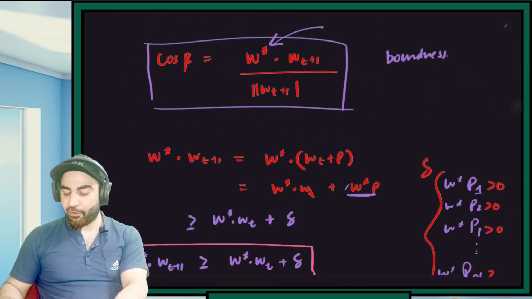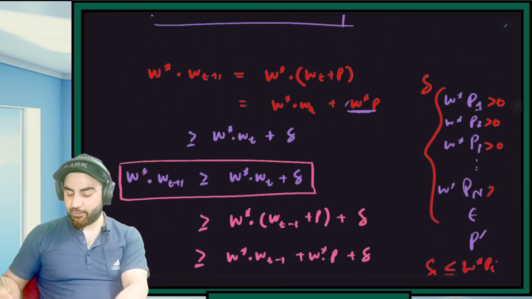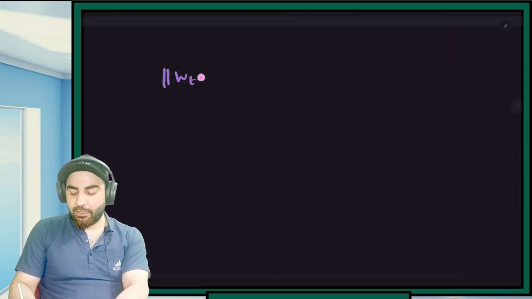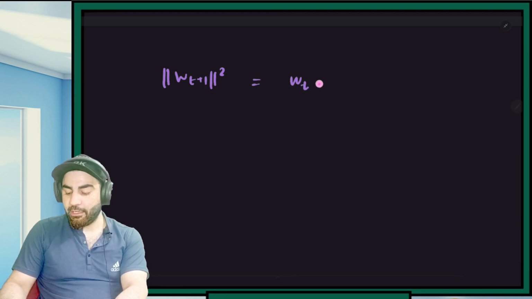Now I'll do the treatment of this Wt plus 1. Okay, so let's do that. What I can do is write Wt plus 1 squared like this. So I can say this is Wt plus p, multiplied by Wt plus p, 2 times.